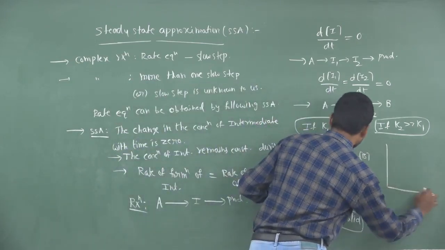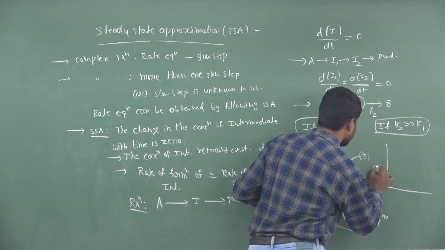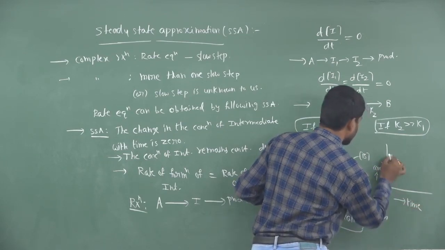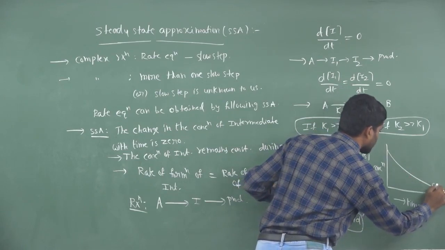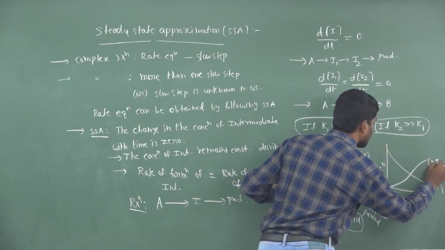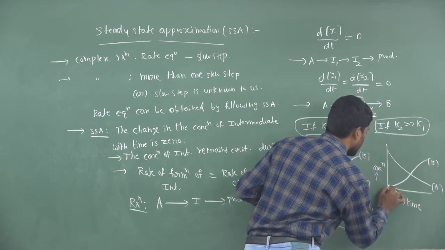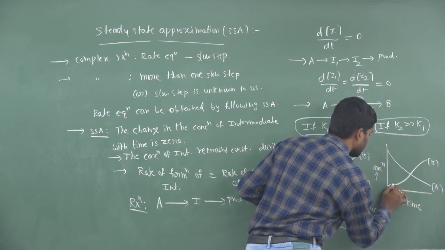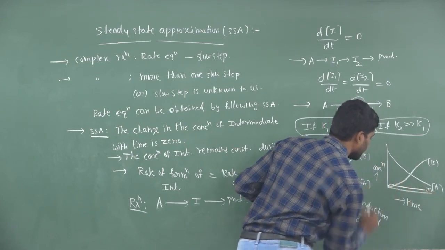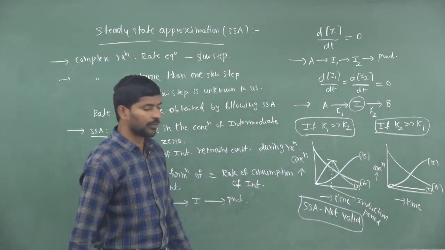So in such cases, if you plot a graph between concentration versus time, the concentration of reactant decreases exponentially, and for the concentration of B we will get this type of plot, and for I we will get a graph like this, and the concentration of intermediate we will get a graph like this.